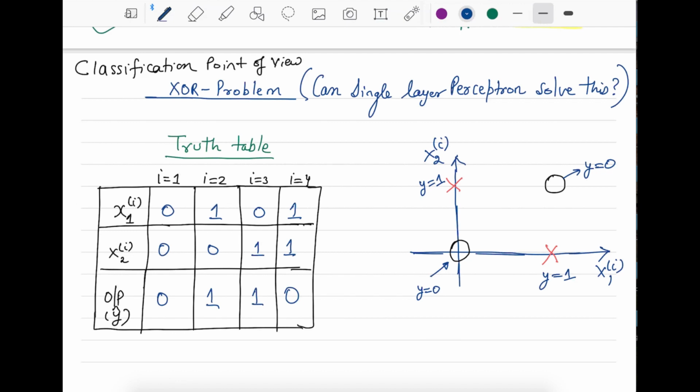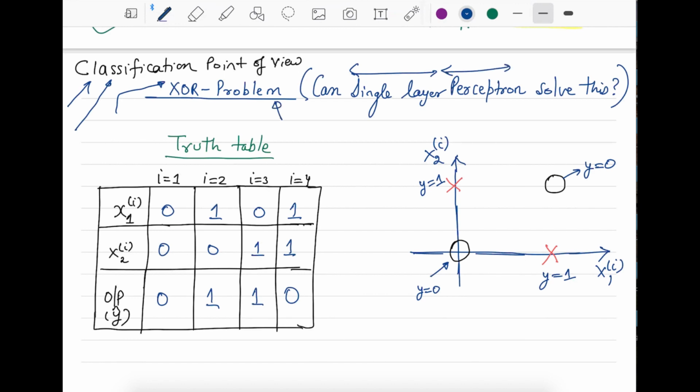The second point of view: as you know, in machine learning we have two points of view. One is classification problems, another is regression problems, which are in the majority. There are other problems also, but in this case we are considering these two. So, from the classification point of view, let us see another challenging problem, which is the XOR problem. One important thing is: can a single layer perceptron solve this problem or not?